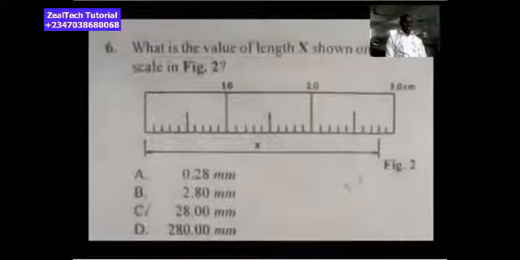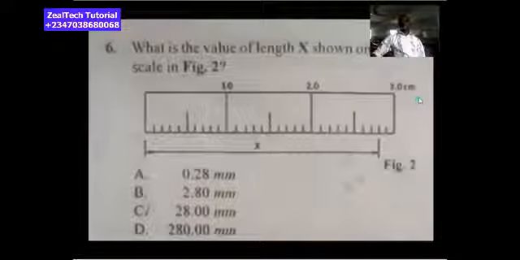Number 6. What is the value of the length x shown on the plane scale in figure 2? Well, of course, this is centimeter. But the values here are given in millimeters. So if you are to convert centimeter to millimeter, multiply them by 10. So this is supposed to be 10, this one becomes 20, this is 30. And if this one is 20, then add this one, 1, 2, 3, 4, 5, 6, 7. So you can see we have about 28 millimeters in this case. The answer is C.